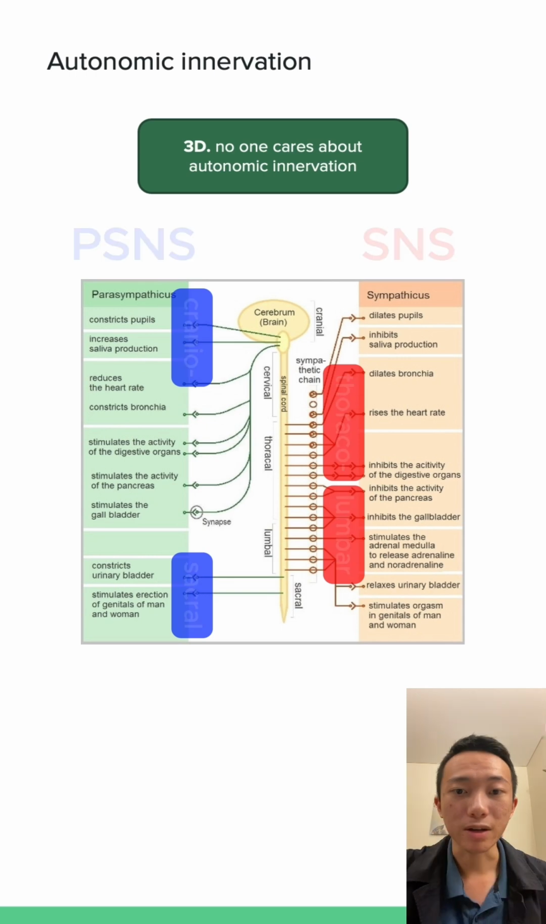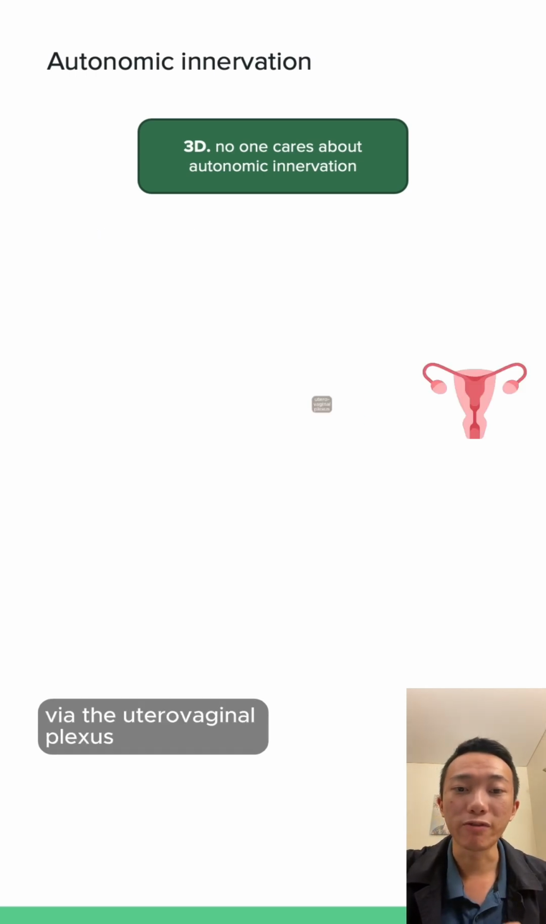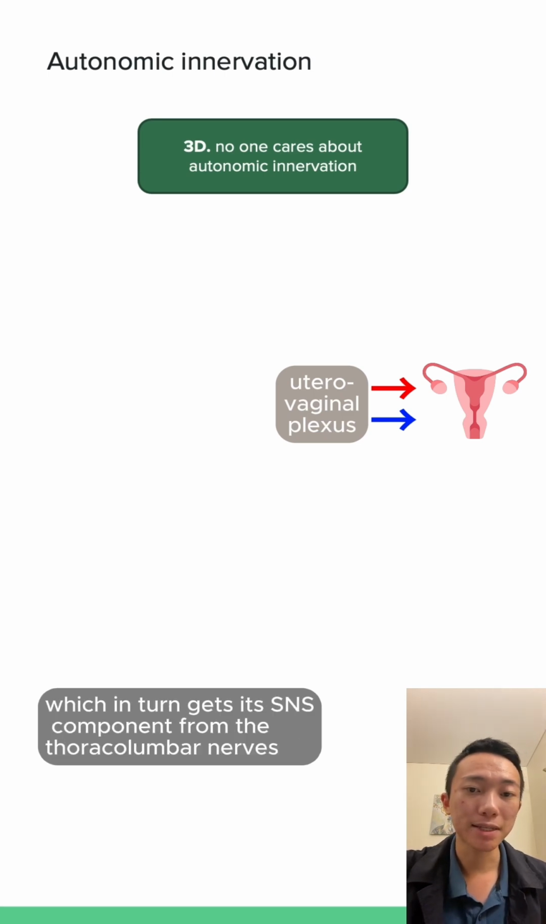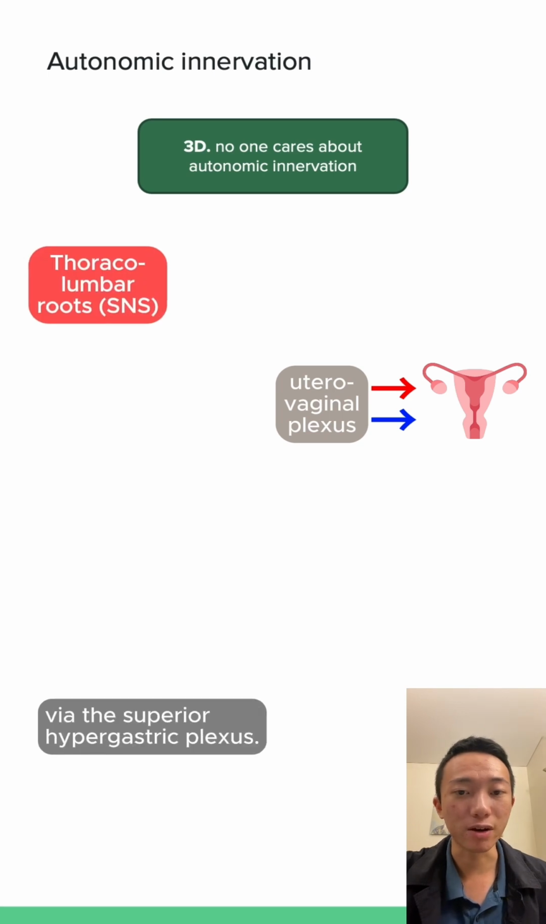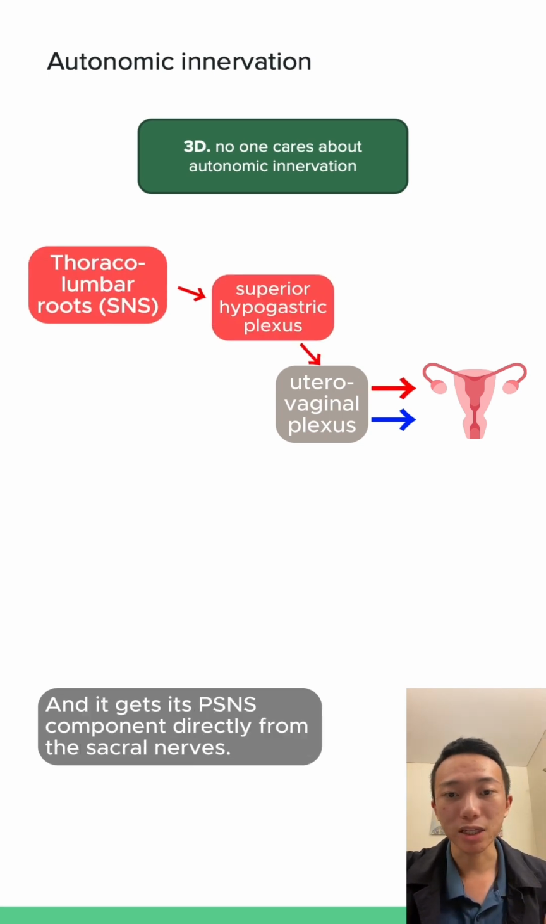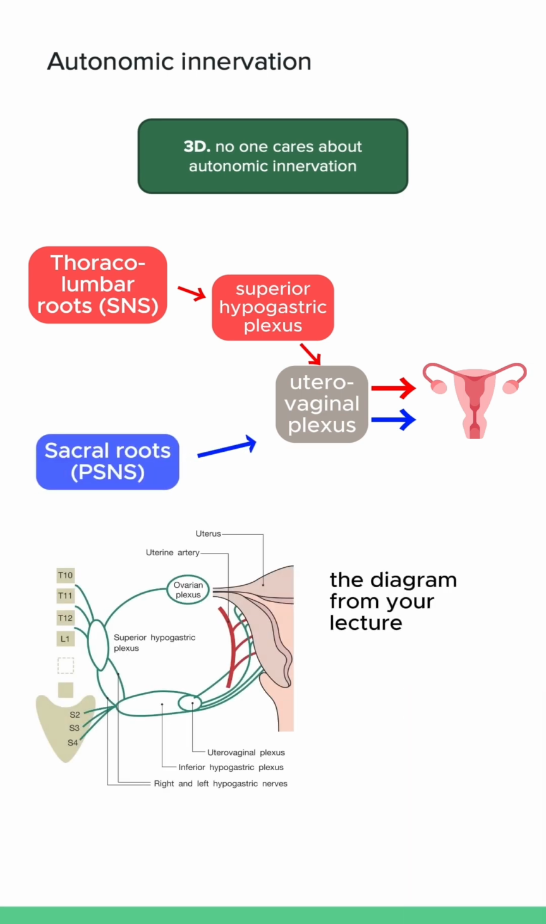Now, the uterus gets all of its SNS and PSNS input via the uterovaginal plexus, which in turn gets its SNS component from the thoracolumbar nerves via the superior hypogastric plexus, and it gets its PSNS component directly from the sacral nerves.